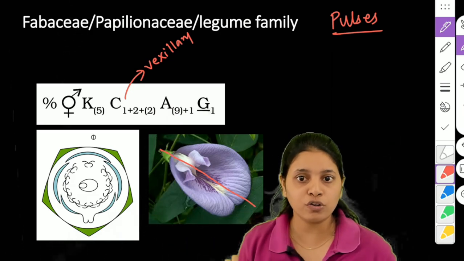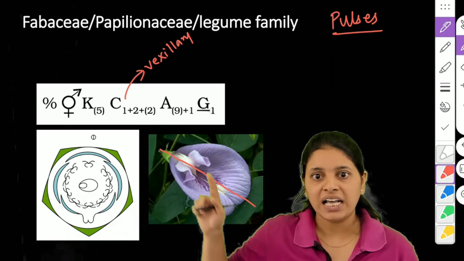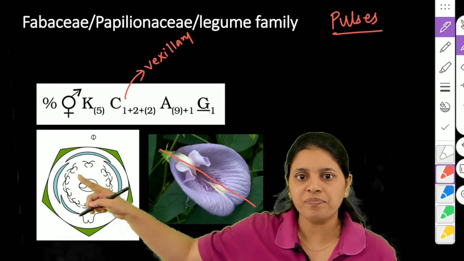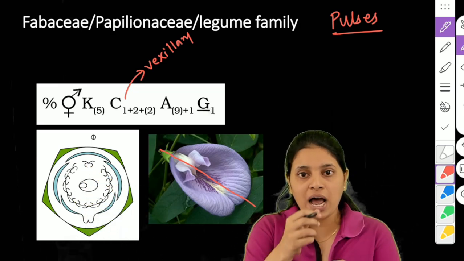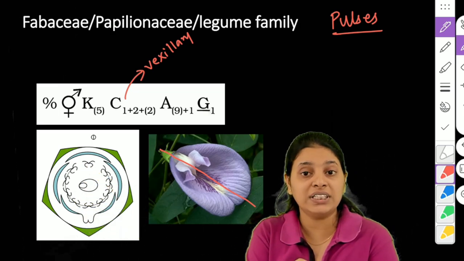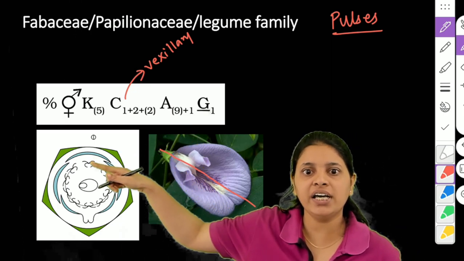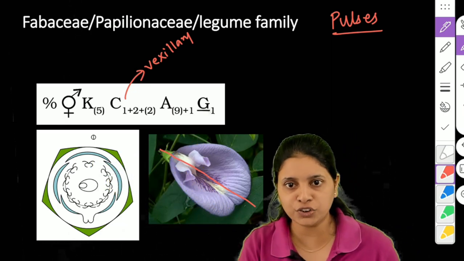Next, we have androecium. Now, there are total 10 stamens, but 9 of them are clustered together. As you can see here, 9 stamens, they are united. The filaments are fused. Okay, so this is adelphic. And one, the posterior one, is separate. So 9 plus 1 arrangement is present.